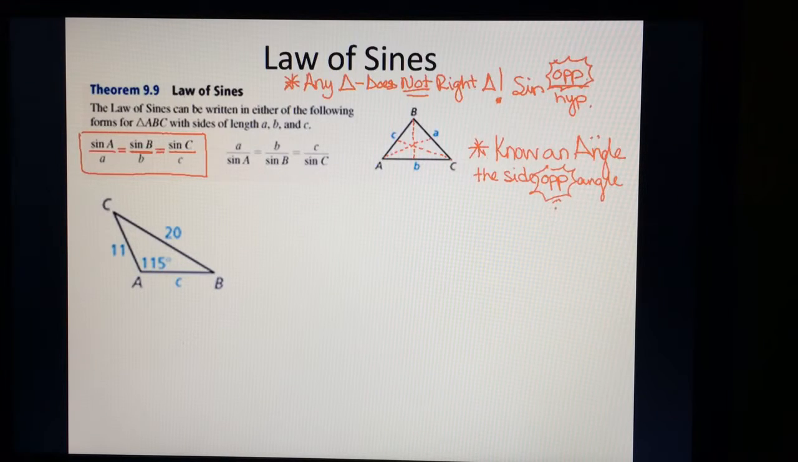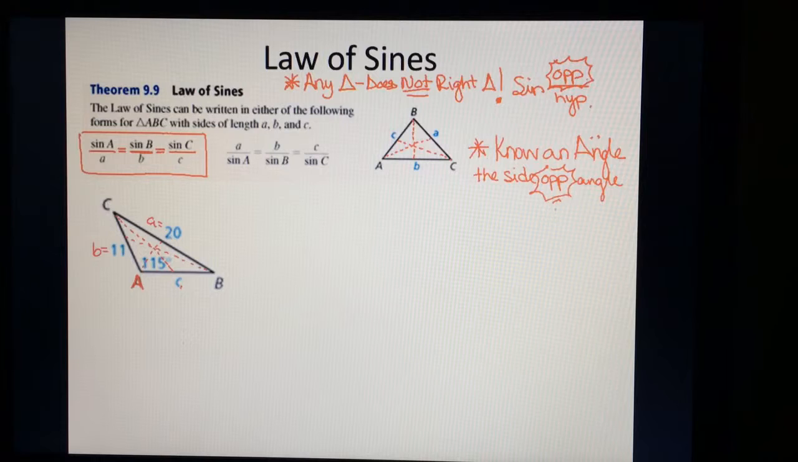When we look at this first example and I start labeling, I see angle A is 115 degrees, and across from it, this would be side a, so I'm going to label that with a lowercase a. Here's angle B, and so this 11 will be side b, so I'm going to denote that with a lowercase b. Lastly, I do not know angle C, but I see that across from it is lowercase c.